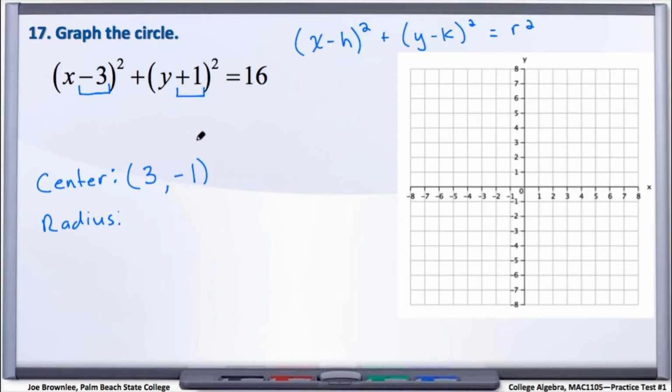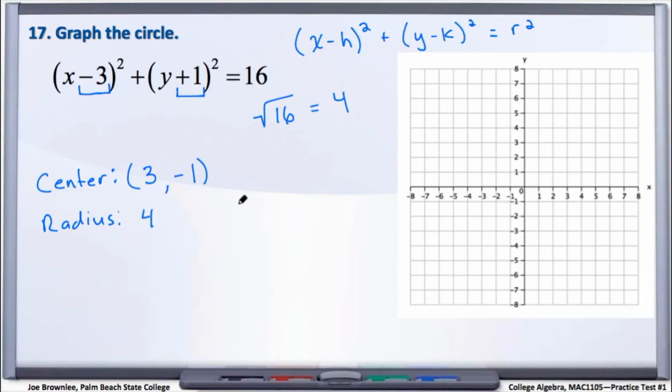Now let's find the radius. Well, we see here that we have a 16 as the constant on the right-hand side of our equal sign. And if we look at the center radius form here, we can see that the radius is squared, but we don't see a square here, do we? We just see a constant, which means if we want to find the radius, we have to take the square root of whatever number is here. And so if we take the square root of 16, we know that's 4, and so the radius of our circle is 4 units.